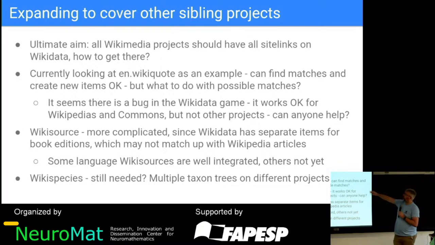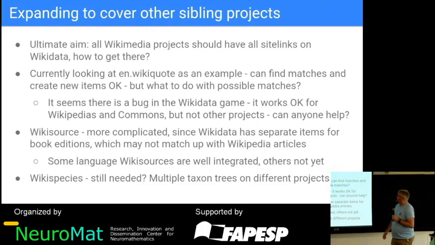I can create new items at some point. But there's a question of what to do with the potential matches. The obvious thing is put that into the Wikidata game, which works well for Wikipedia articles, for Commons. It has special bits of code in that. But it seems there's a bug for sibling projects. So if you say here is an English Wikiquote interwiki prefix, it can't cope with it. It doesn't work. Maybe I'm not giving it the right implementation. I have to do a different incantation or something. But at the moment, that's where this is stuck. Hopefully that will get unstuck at some point, because English Wikiquote people really want this tool working soon.